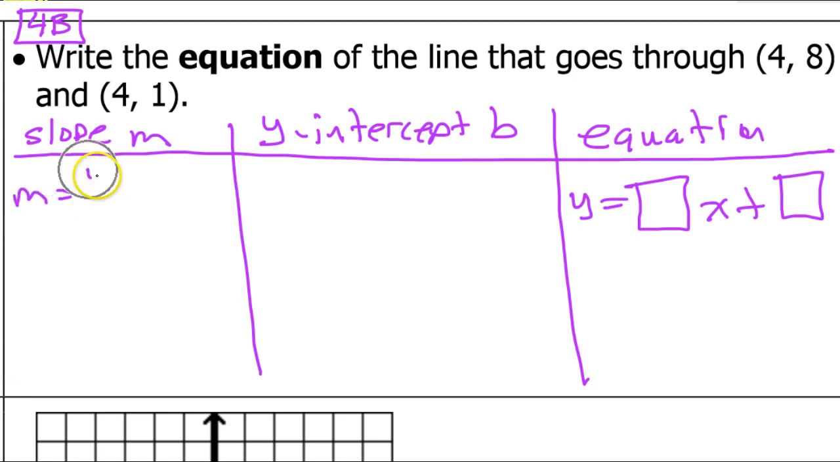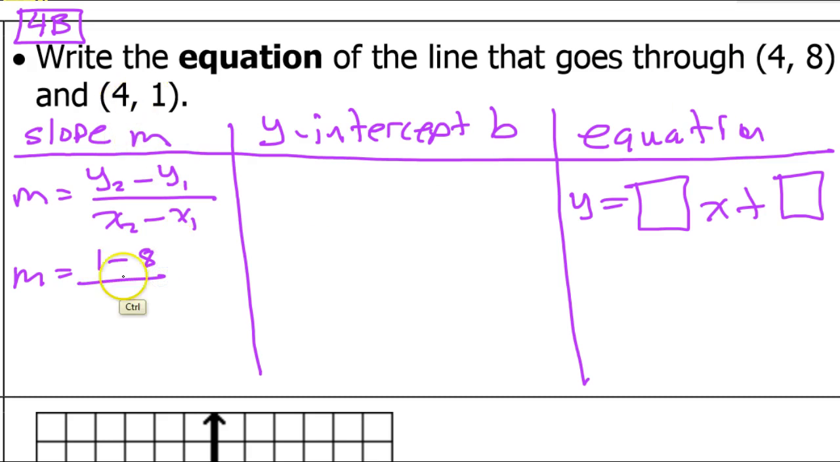I know that for my slope, I'm supposed to do y2 minus y1 over x2 minus x1. That's the slope formula. So that means 1 minus 8 over 4 minus 4. Interesting. 4 minus 4. So that's going to give me negative 7 over 0. What does that tell you? When the 0 is in the bottom, you can't divide by 0. This is undefined.